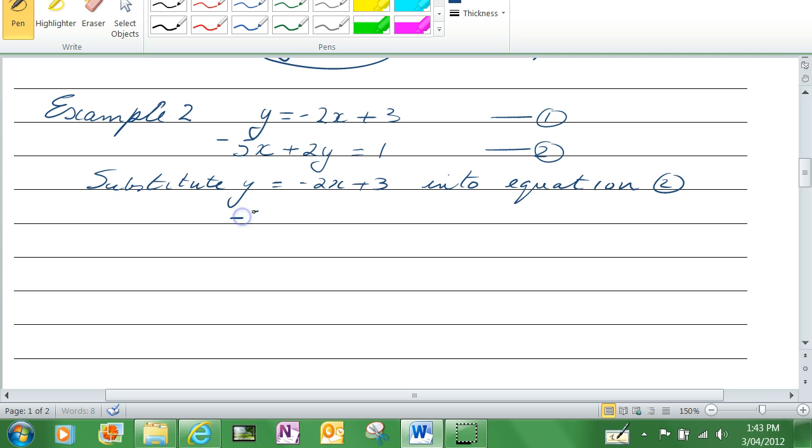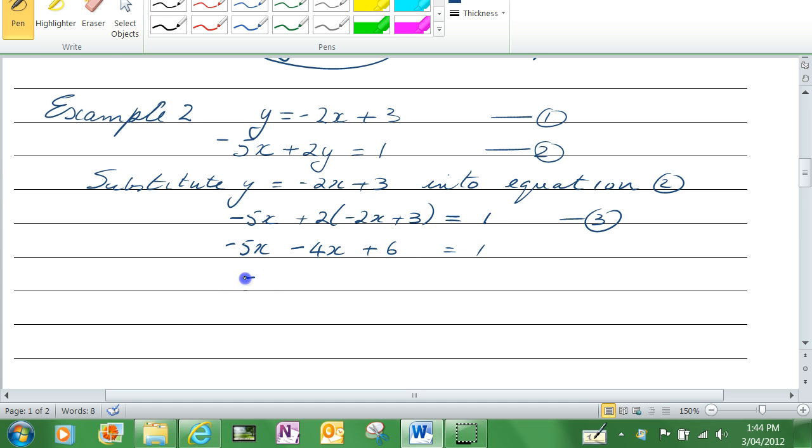If we do that, we'll have negative 5x plus 2 times y. Now y is negative 2x plus 3. So we've substituted the value of y from equation 1 into equation 2 equals 1. We'll call that equation 3. Now we tidy this up by doing some algebraic manipulation. We have negative 5x. Using the distributive law, 2 times negative 2x will be negative 4x, and 2 times positive 3 will be positive 6, equals 1.